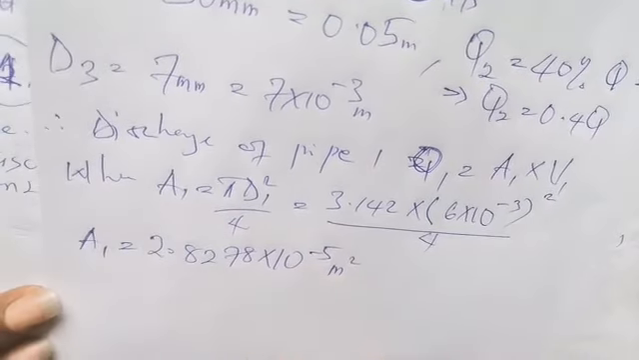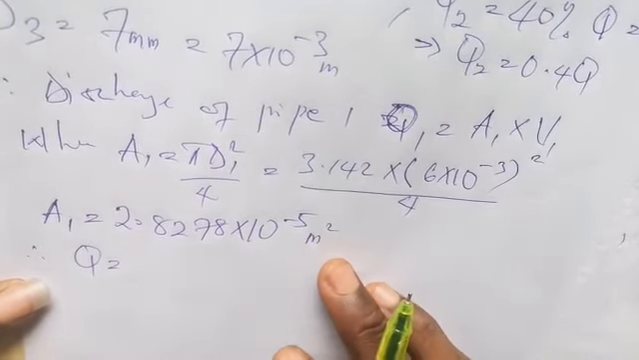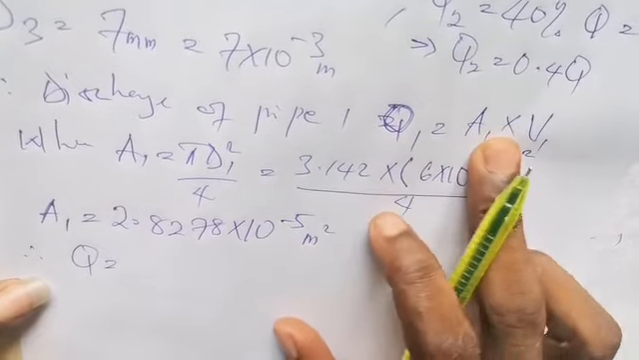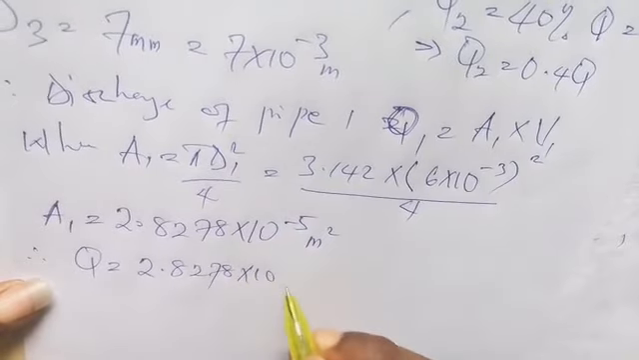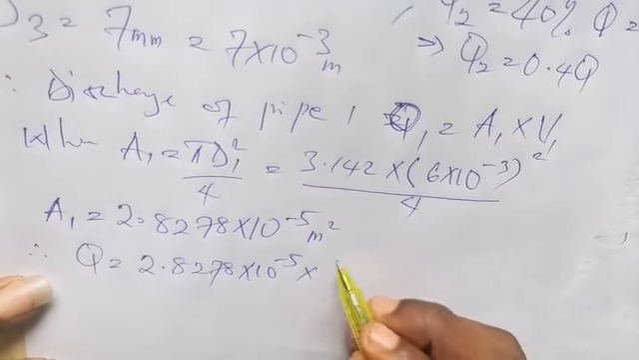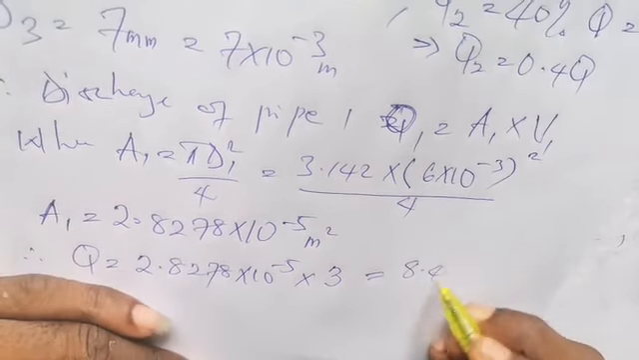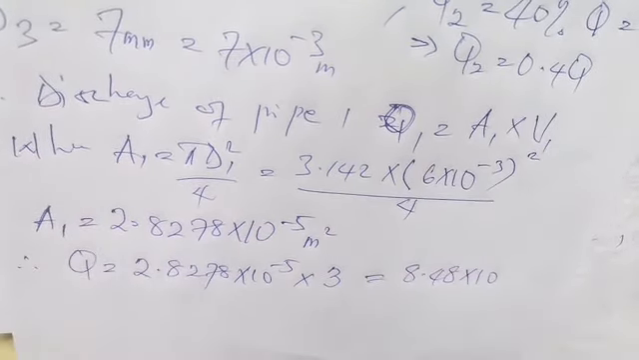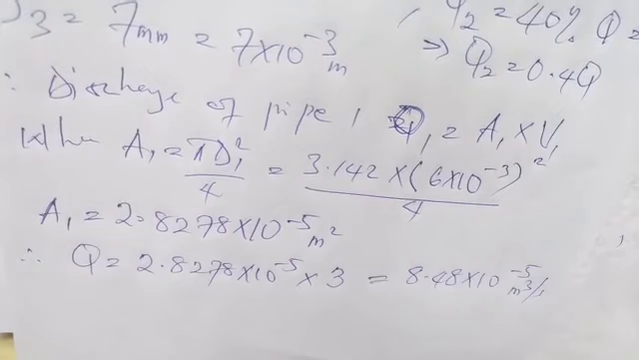So if you know the area of pipe 1, therefore discharge of pipe 1, we said, is what? Area times velocity of pipe 1. So the area is 2.8278 by 10 to the power of minus 5 multiplied by speed 1. Speed 1 was given in the equation as 3 meters per second, so multiply by 3. This gives us the discharge of pipe 1. So multiply by 3, we have approximately 8.48 multiplied by 10 to the power of minus 5 meter cube per second. This is the discharge in the first pipe.